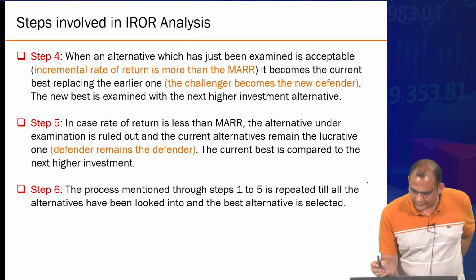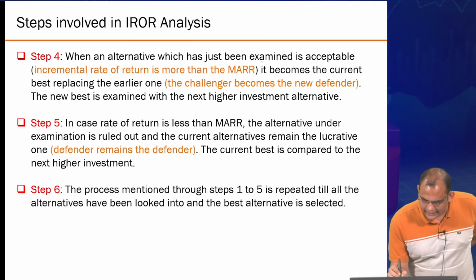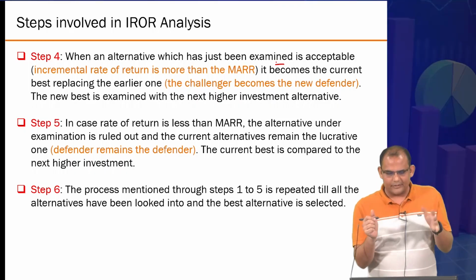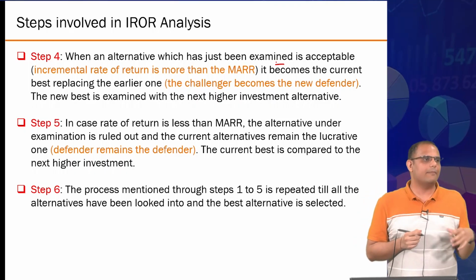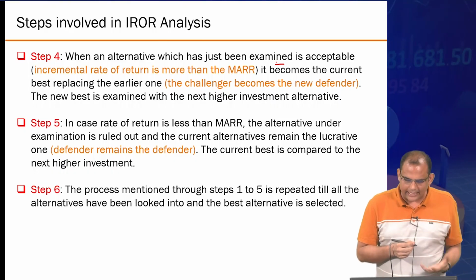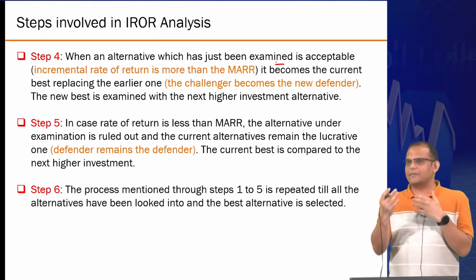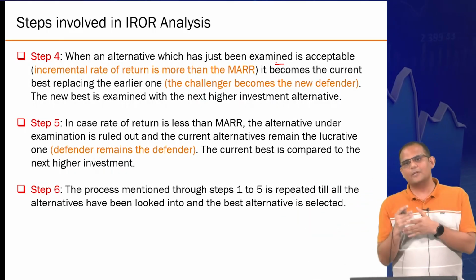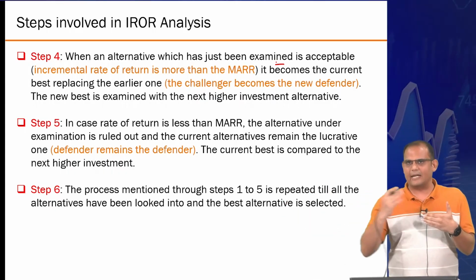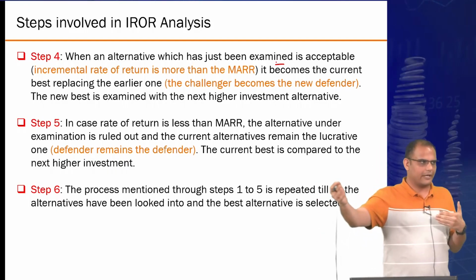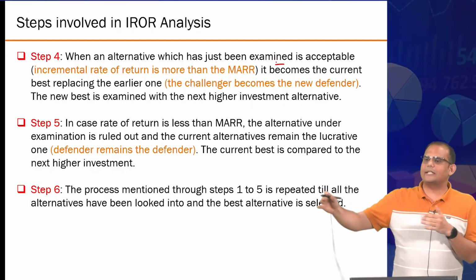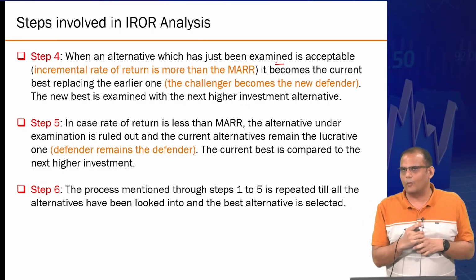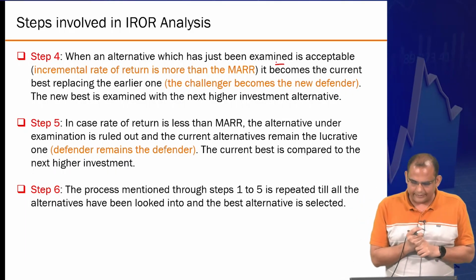Next is, when an alternative has just been examined, so for example, one match between A and B has happened and you have a winner, that out of A and B, B wins the case. So then if B wins the case, it becomes the new defender and it will challenge the other alternatives. If B loses, A continues to be the defender and it will start challenging the next alternative that is available. You finish this analysis till you have a final clear winner of all the cases, and that will be your one best alternative, right?